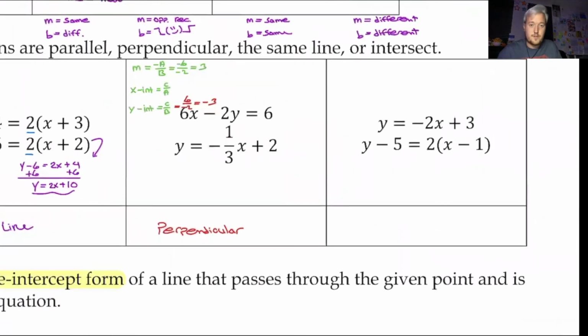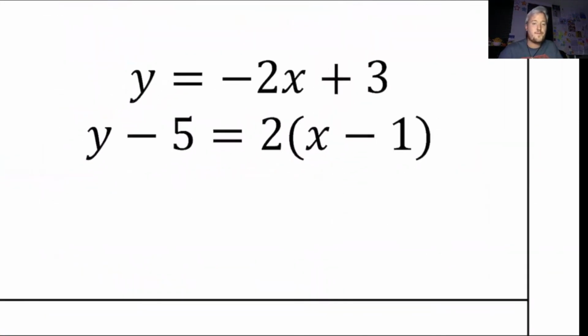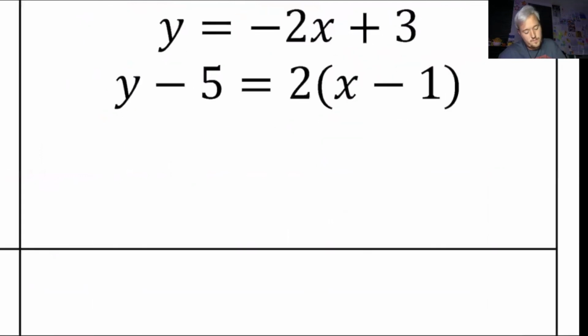Perpendicular takes like 20,000 years to write out. I don't know why.